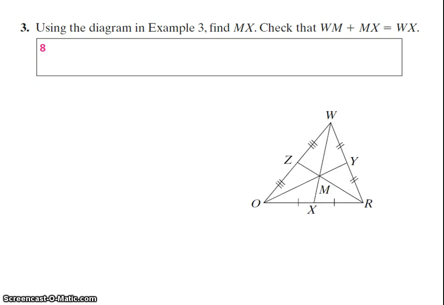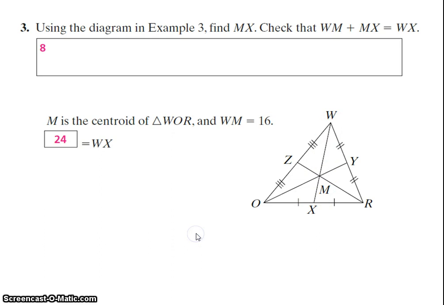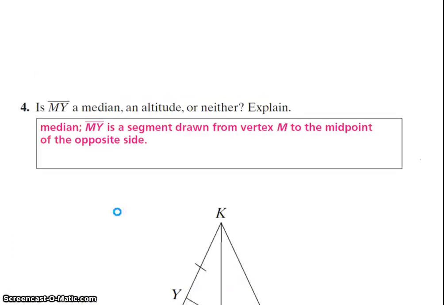So we need the diagram from example 3. Hopefully you realized it wasn't the same thing that's staring you in the face. So check that WM plus MX equals WX. We already know that M is the centroid of WOR, and WM equals 16. And then we figured out that WX was 24, so pretty easy math here. 24 minus 16 is going to give you 8.